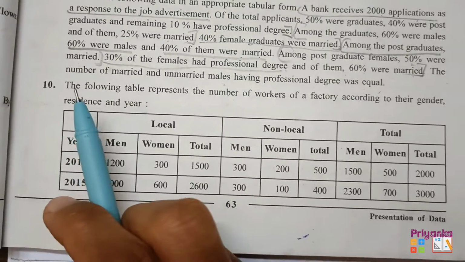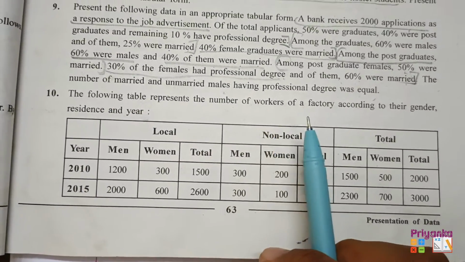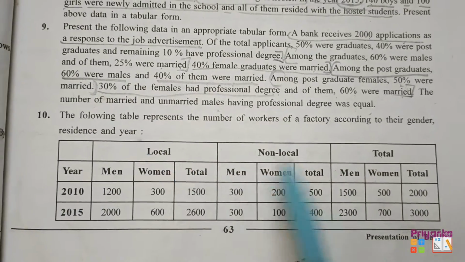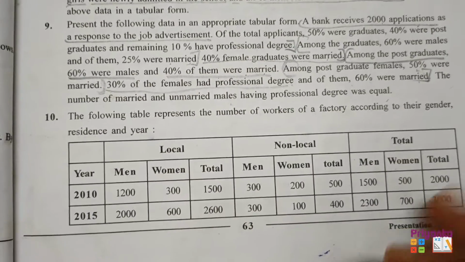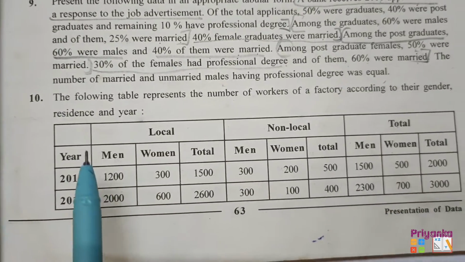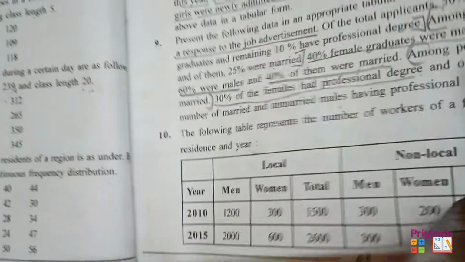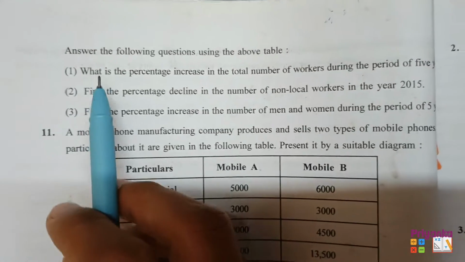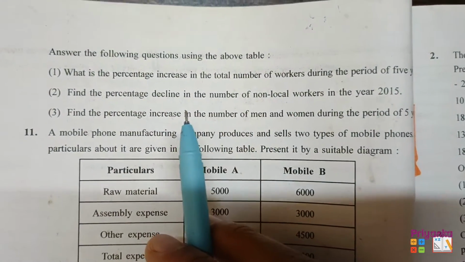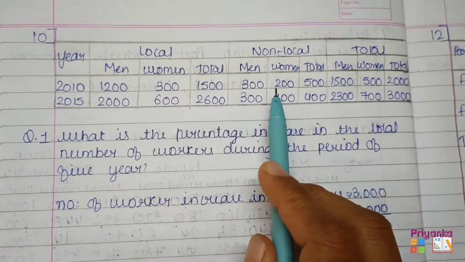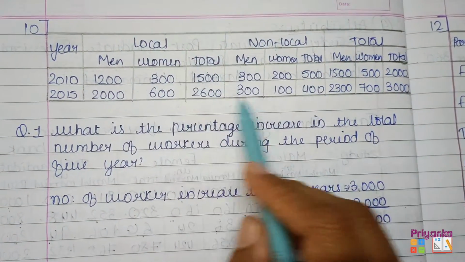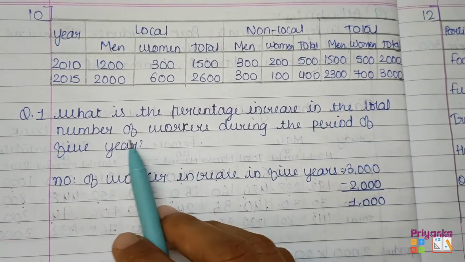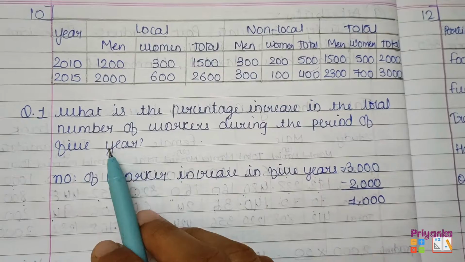Next, question number 10. The following table represents the number of workers of a factory according to their gender, residence and year. Here we have the information of local, non-local, year, men, women, and total. The question continues on the next page, and some questions are given which have to be answered. In question number 10, on the basis of this table, the first question is, what is the percentage increase in the total number of workers during the period of 5 years?